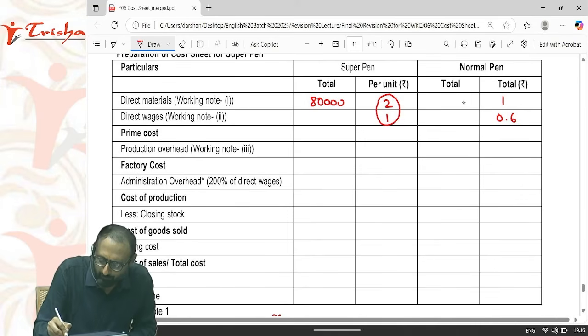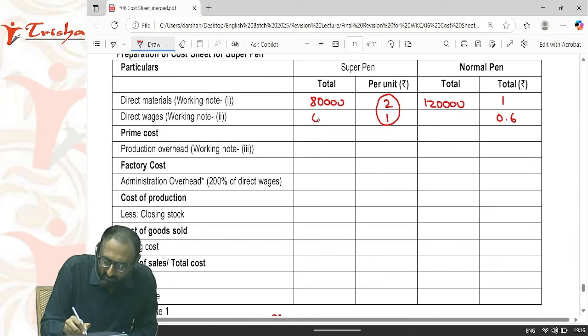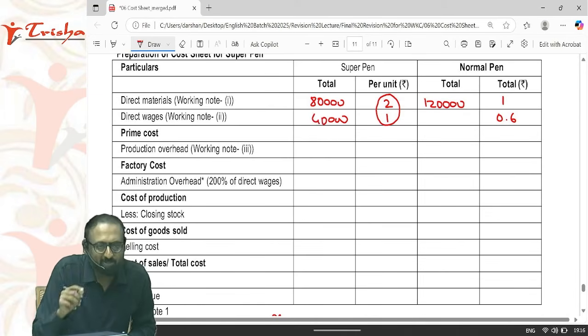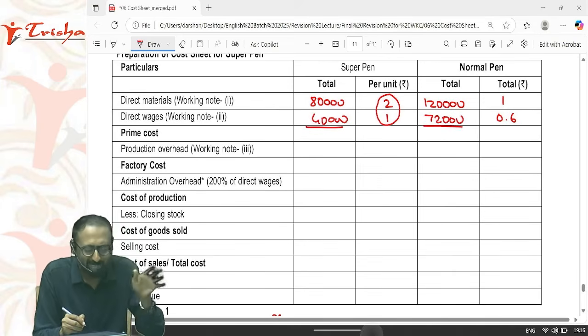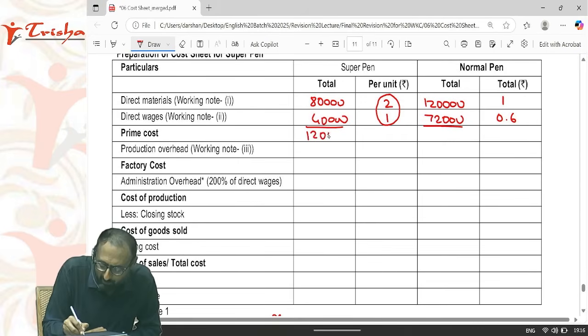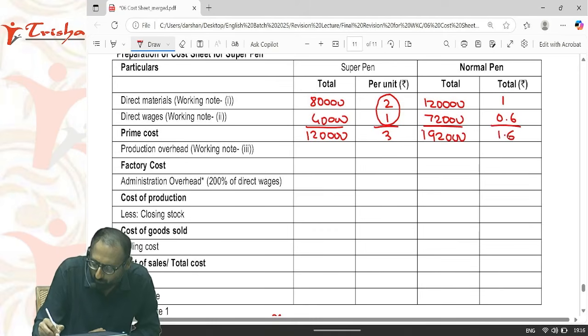1,20,000. Okay, Prabhu. 1,20,000. Done, sir ji. 1 multiplied by 40,000. Is it 40,000? 0.6 multiplied by 1,20,000. Is it 72,000? Direct material plus direct labor is equal to your prime cost. Direct expenses is not given here. 1,20,000. Is it 3 rupees? 1,92,000. Is it 1.6, Prabhu?